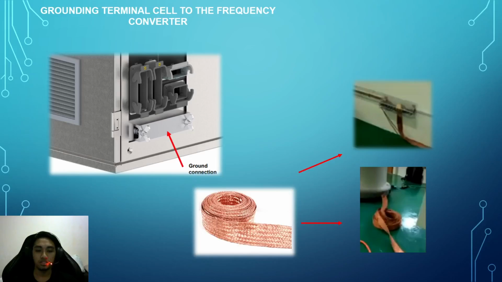As you can see here, this is the kit FC cabinet connected to the terminal cell via copper foil braid. It is also connected to the current transformer.